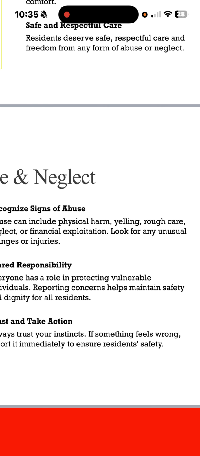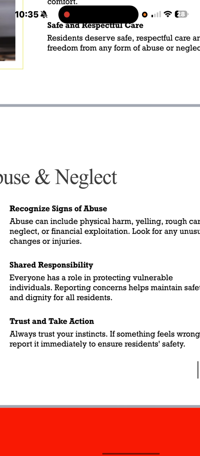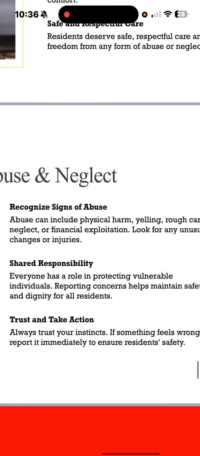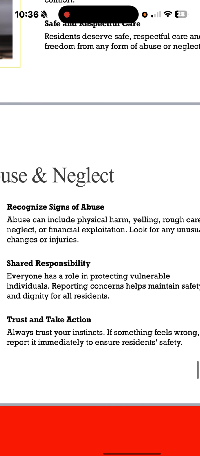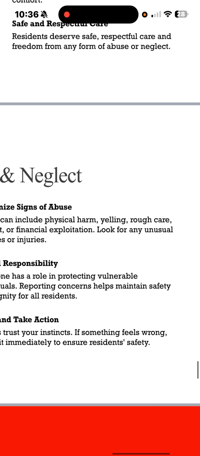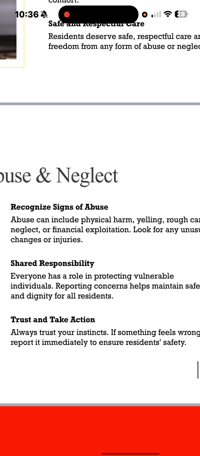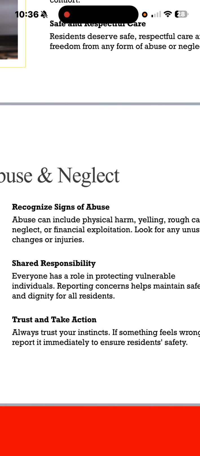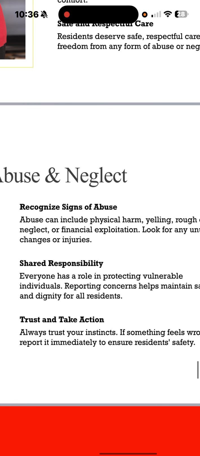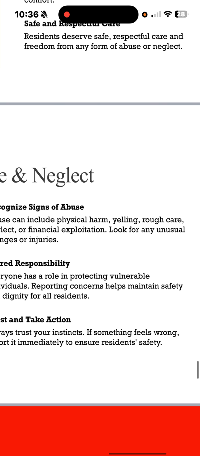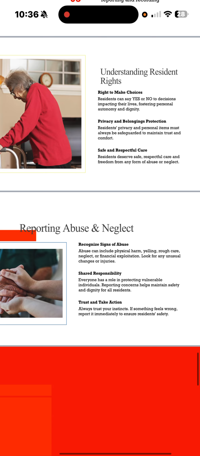Look for unusual changes or injuries. Share responsibility. Everyone has a role in protecting vulnerable individuals. Reporting concerns helps maintain safety and dignity for all residents. Trust and take action. Always trust your instinct. If something feels wrong, report it immediately and ensure the resident's safety.